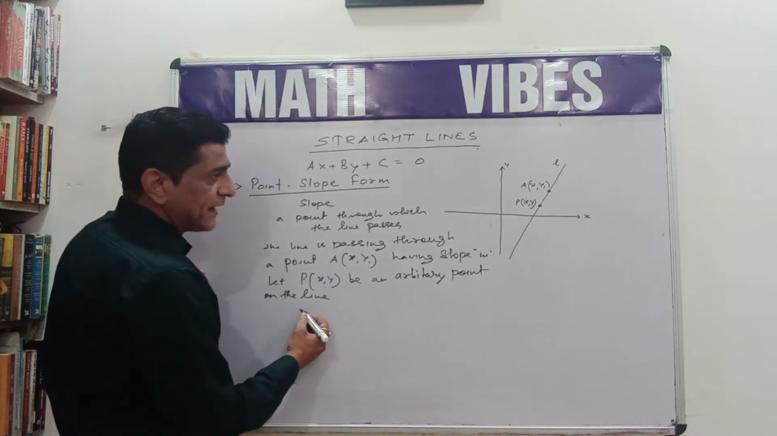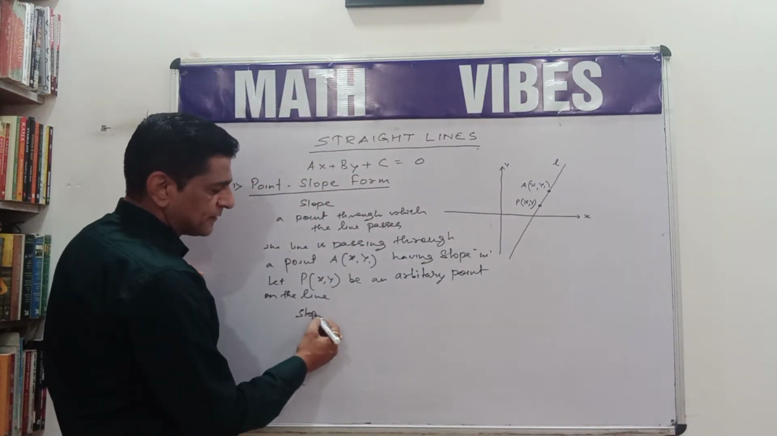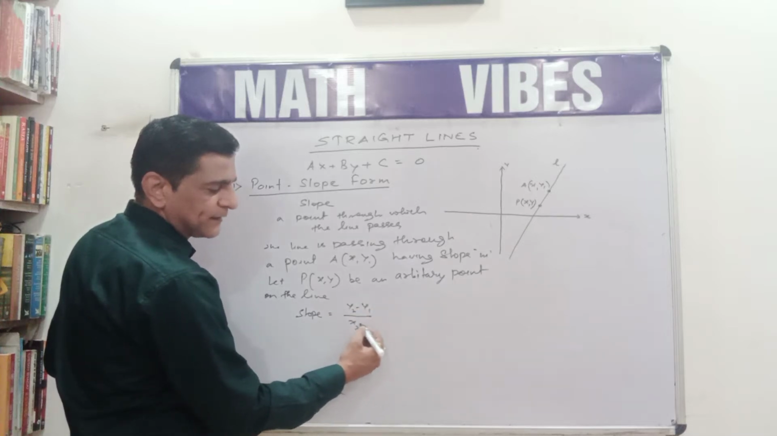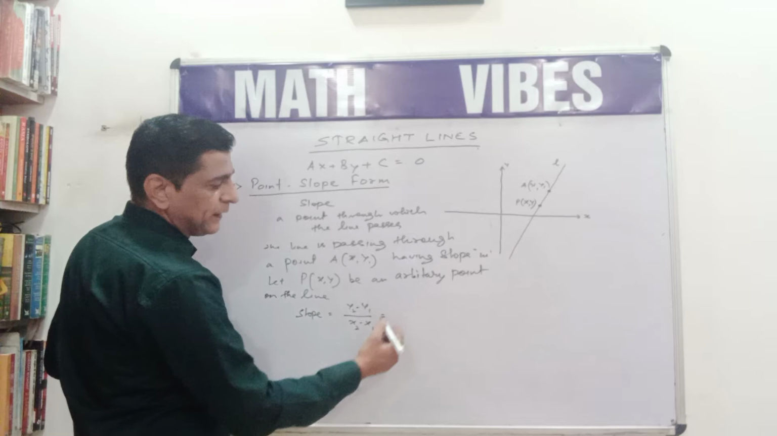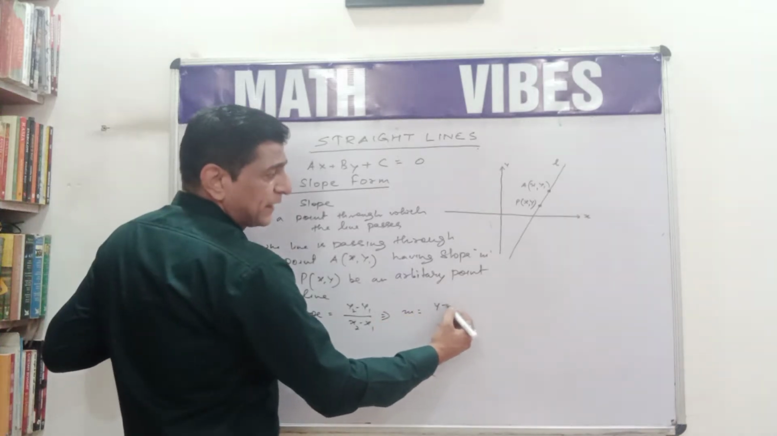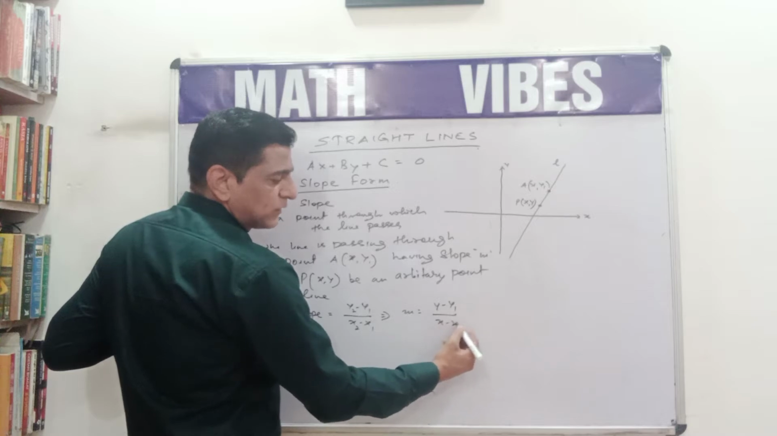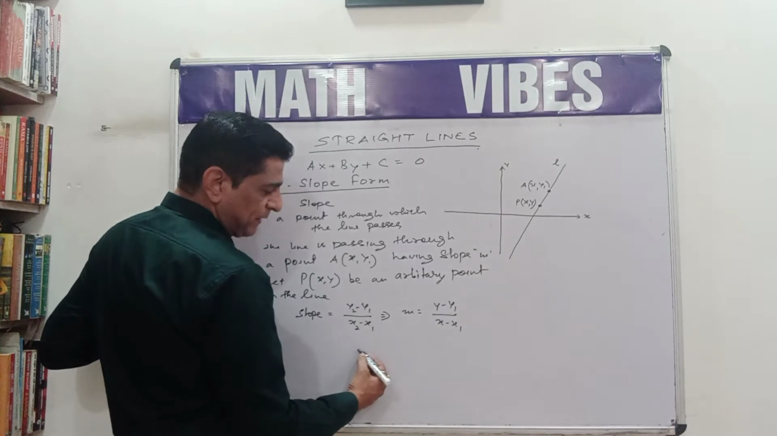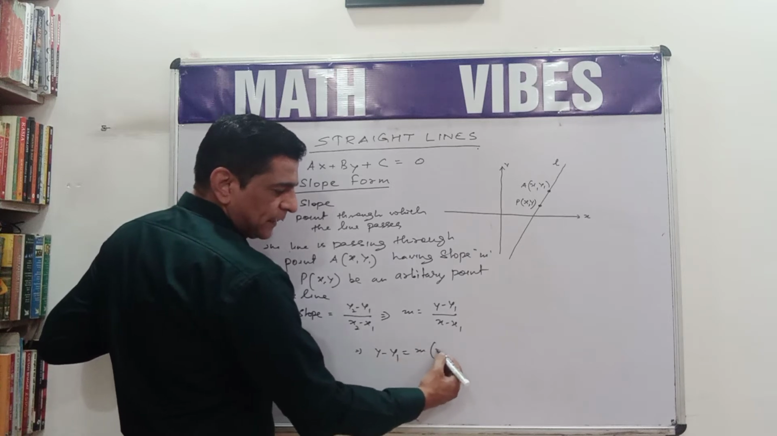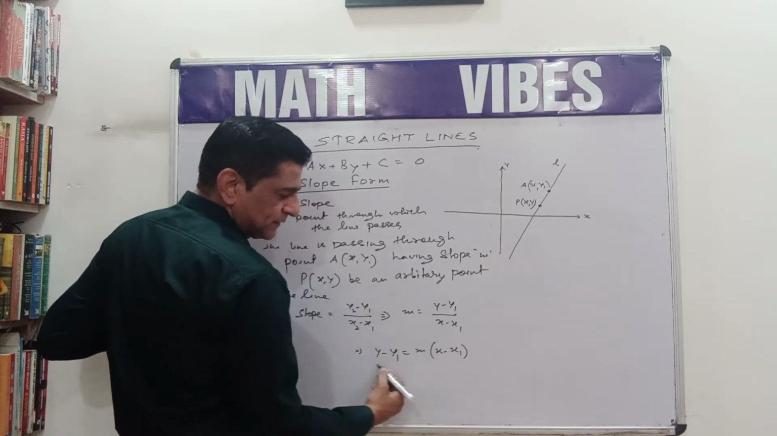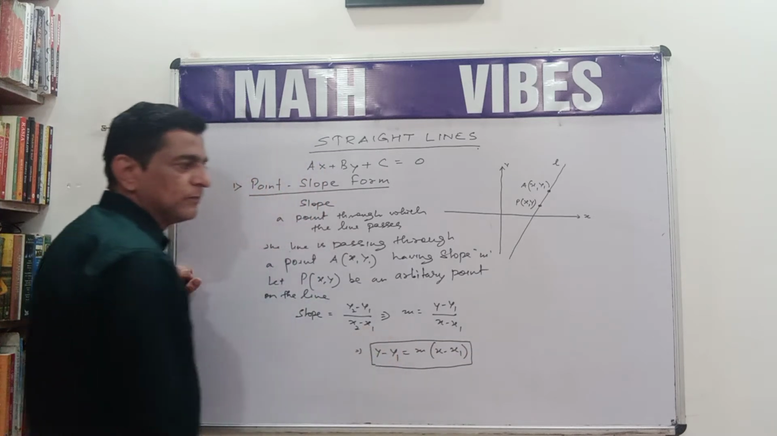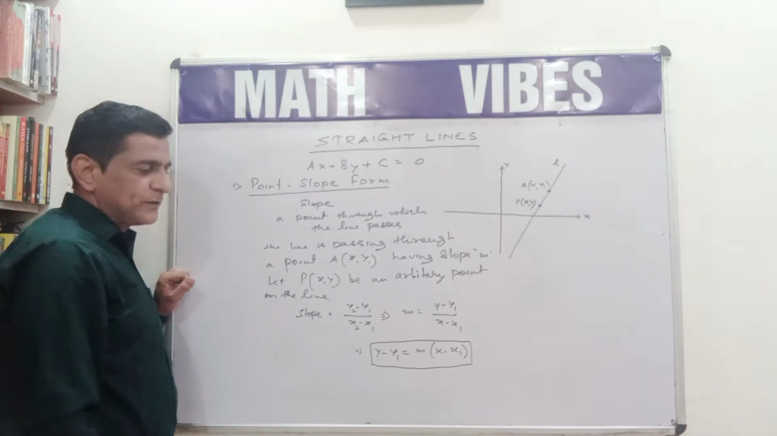Now the slope of the line, the Cartesian formula for slope is (y2 minus y1) upon (x2 minus x1). So this equation can be written as m = (y minus y1) upon (x minus x1). If we cross multiply and rearrange, we get y minus y1 = m (x minus x1). This is the equation of a line in point slope form.